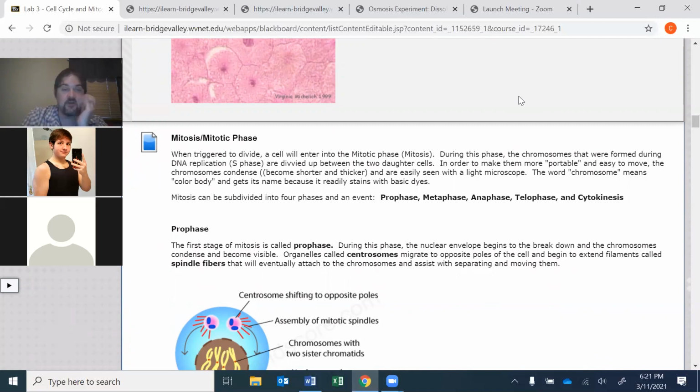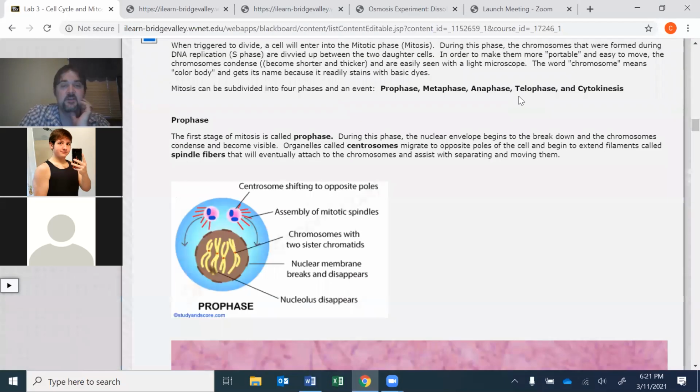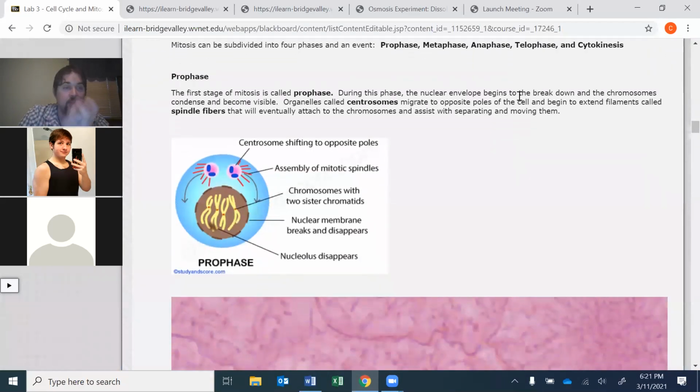So prophase is first. It's the first stage of mitosis. During this phase, the nucleus is going to break down. The chromosomes will start to condense and become visible. And the centrosomes, also called centrioles, will move towards the opposite ends of the cell, and they'll send out their spindle fibers. That way they can divvy up the chromosomes and move them to opposite sides of the cell. Now you won't see that.